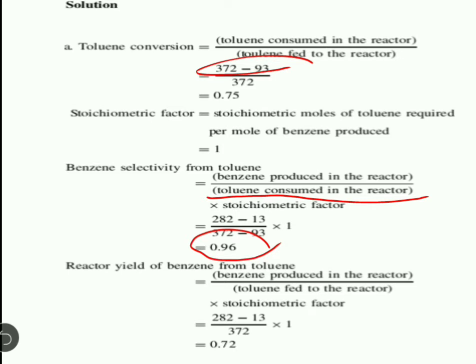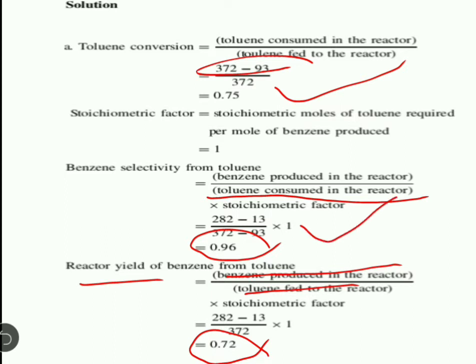Same thing we can do for reactor yield. So benzene produced in the reactor over toluene fed to the reactor, we get 0.72. It means 75% conversion is there, selectivity is 96% and the reactor yield is 72%. Those are the results we get from the calculations.